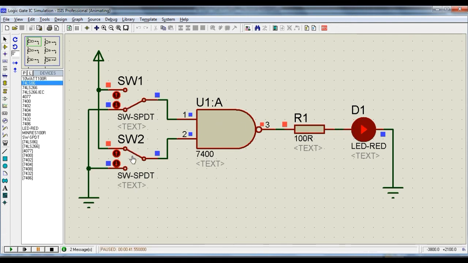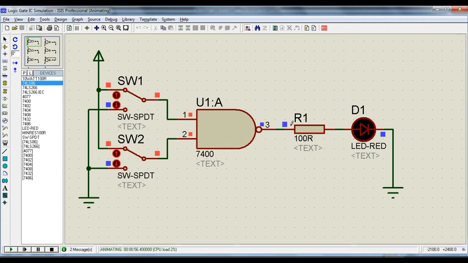Now if I change A to 1 and B to 0, then also the LED is in the on state. Now if I make A equal to 1 and B also equal to 1, then the LED will be turned off. The LED has been turned off. So this is how the NAND gate works.